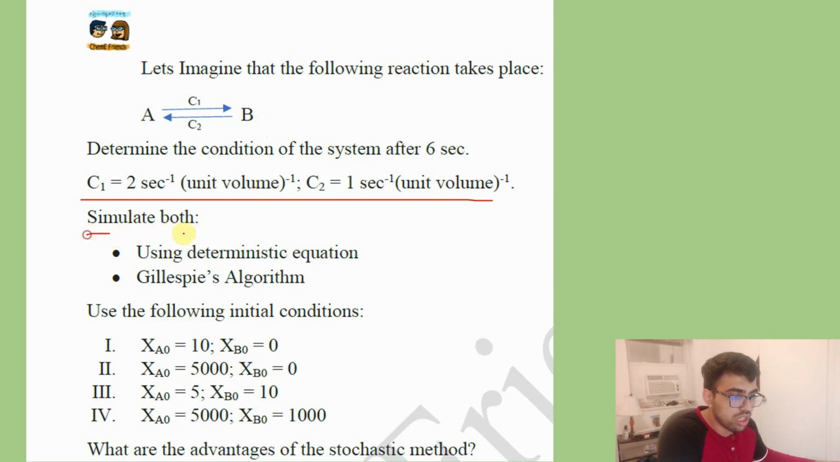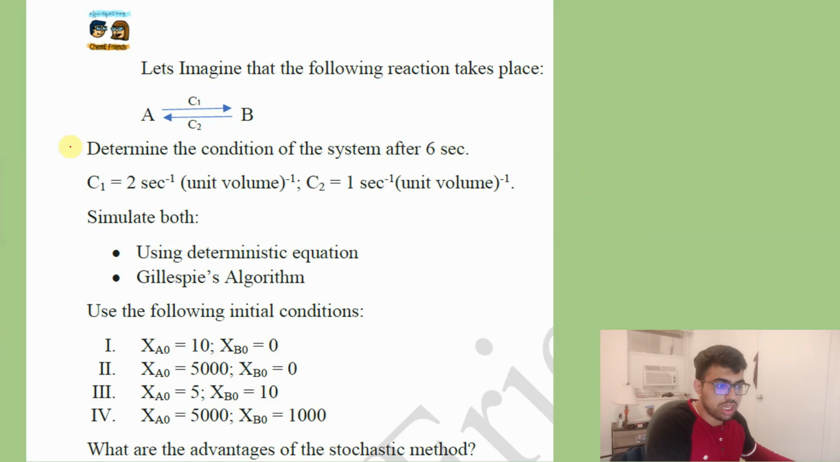It says that we need to simulate using both the deterministic equation as well as Gillespie's algorithm, which is a stochastic method. And we have been given 4 different cases of initial conditions. And at the end of the day, I do need to tell you what the advantages of the stochastic method are, right? So I've put in that question as well. Anyways, if you want to look at this question again, we have put the link in the description box.